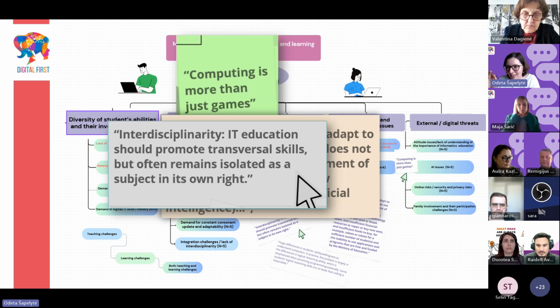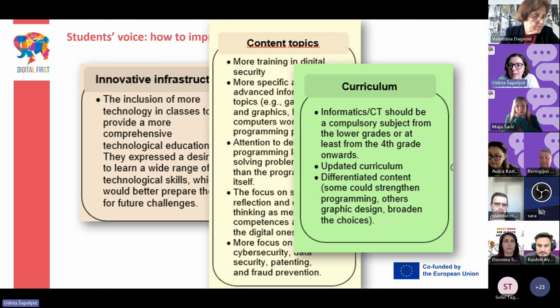Computing is not just a game. Sometimes we still think that during informatics teaching, we are learning how to play various games. Even this understanding is still obviously alive. A curriculum that does not adapt to new teaching methods and does not follow trends. So we still have to think about the need to update the curricula. And interdisciplinarity should be one of the directions to improve informatics education.